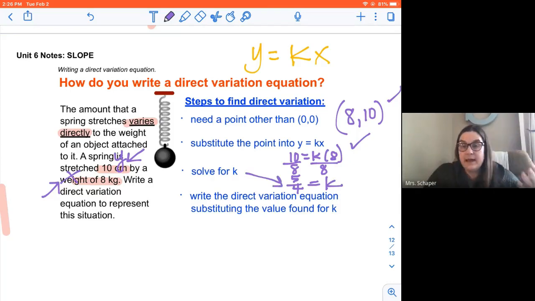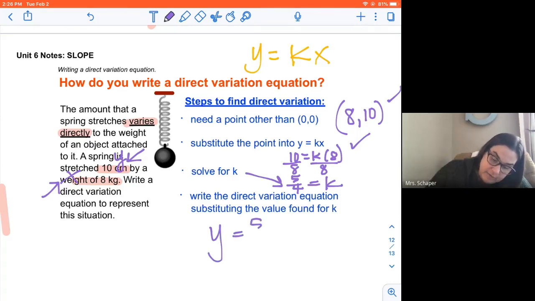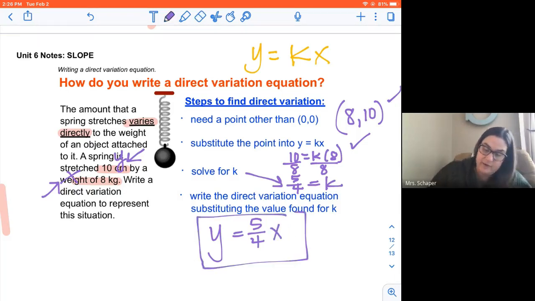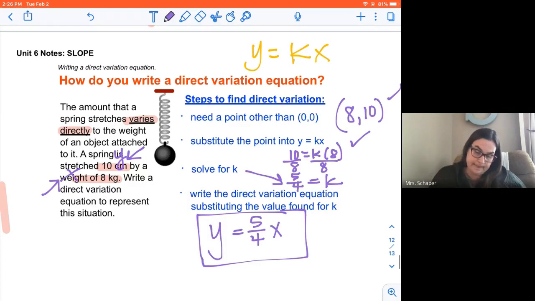My last step is to write the equation. Y equals 5/4 x. Not k, it's going to be x. Y equals 5/4 x. That's my equation. So we're going to go through some examples of that, practice that with you, and then solve it out. All right, so here we go.